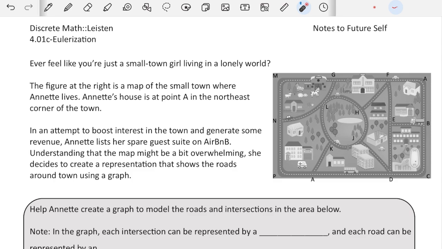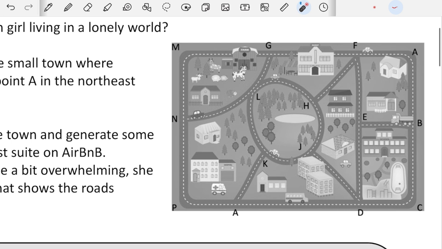So here's our situation. Over here on the right, I've got this map of our hypothetical town. Our antagonist lives at A, wants to create an Airbnb, and kind of promote tourism, wants to say, hey, take a drive around our wonderful town, visiting all the sites, visiting all the streets exactly once. Now, we can look at this. We've got the school over here. We've got the farm over here. We've got the supermarket over here. We've got the shopping plaza over here. We've got the hospital over here, etc.